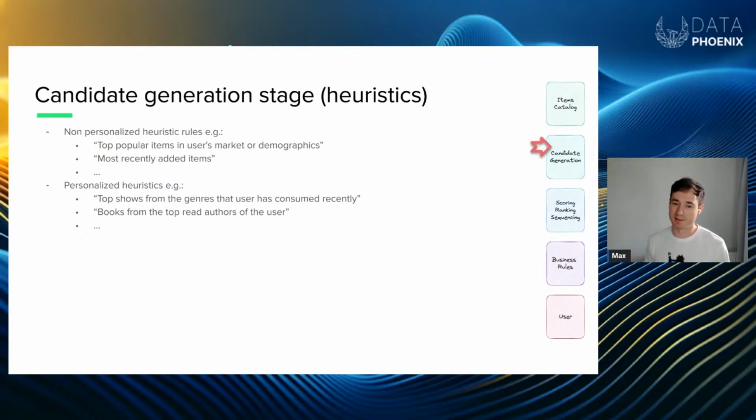For example, taking the top popular items in some user markets or demographic, or taking the most recently added items. You can also add a bit of personalization flavor to the heuristics and try to design something like getting the shows from the genres that the user has consumed recently. If you're trying to recommend podcasts, for example, or books, maybe give the user as a recommendation the books from the top read authors by the user.